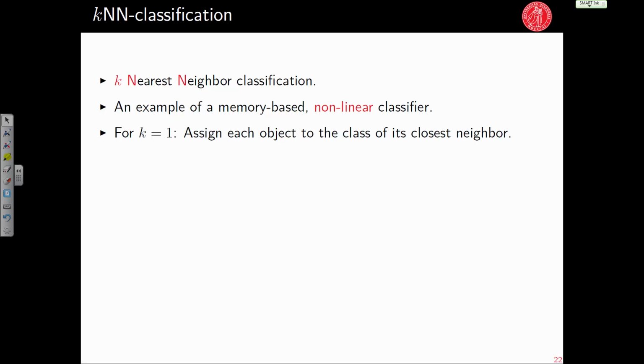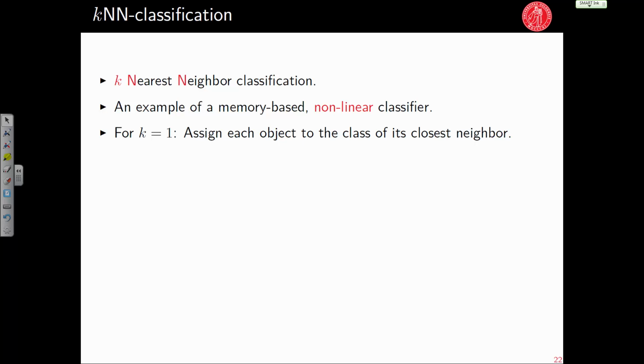Let's go through an example to see how this algorithm works. In KNN, if k is 1, the algorithm is basically looking for the one nearest neighbor to a given object and assigning the class of that neighbor to the unlabeled object.